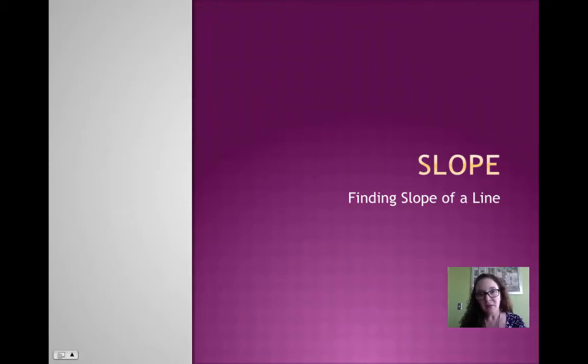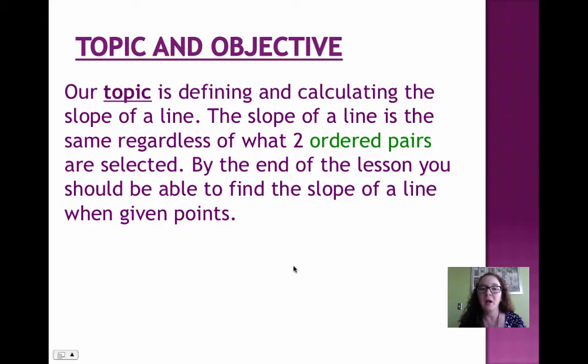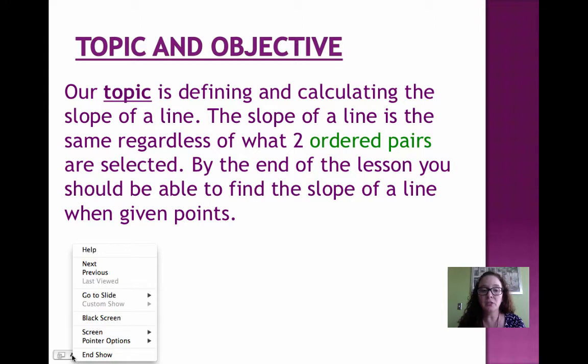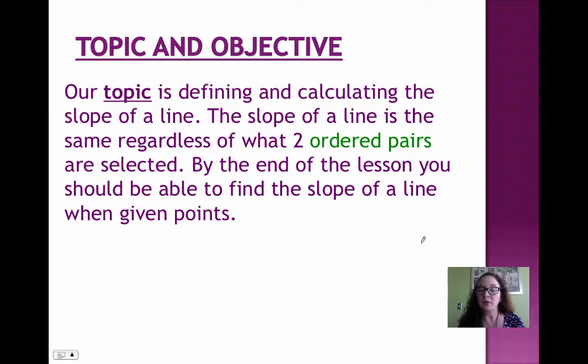Our work today is around slope and finding the slope of a line. Our topic is dividing and calculating the slope of a line. The slope of a line is the same regardless of what two ordered pairs are selected, and by the end of the lesson you should be able to find the slope of a line when given points. This will help us as we work with linear equations and then later on systems of linear equations. We have lots of options for how we work with lines and linear equations and graphs.